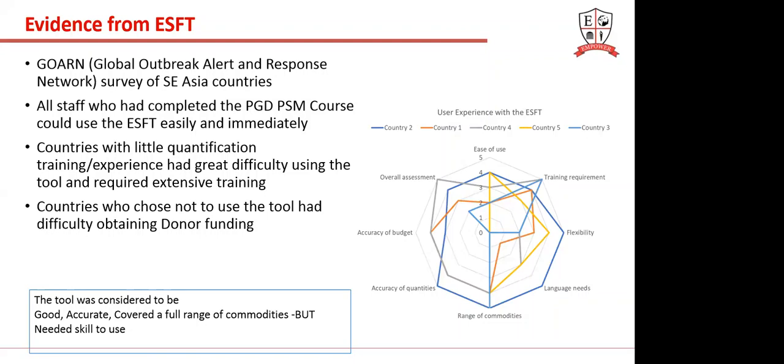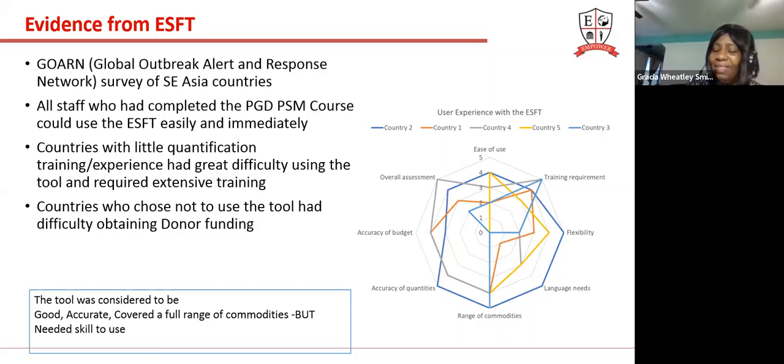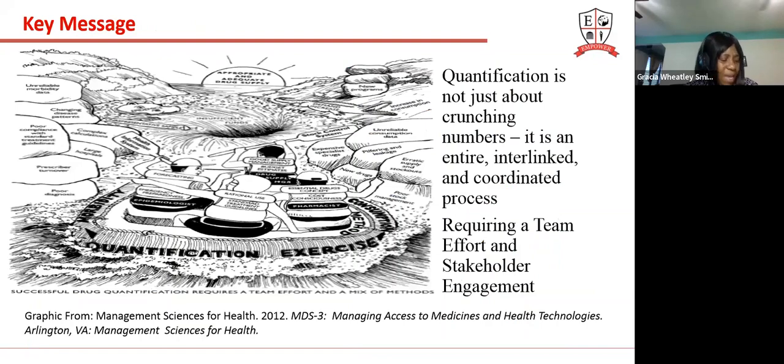So countries who chose not to use this tool had difficulty in obtaining funding, but countries who used the tool did very well. So the tool was considered to be good. It is accurate and covered a full range of commodities, but it needed the skills to use it. So the key message from here is that quantification is not just about numbers. It's an entirely interlinked and coordinated process requiring a team effort and stakeholder engagement.